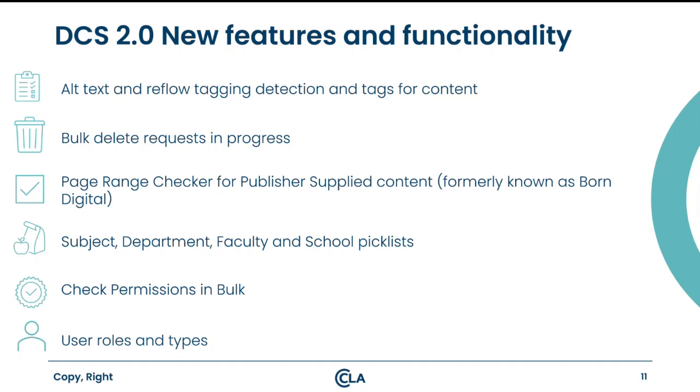And if you're not sure whether the content has either of these tags, the DCS will scan it and detect it for you. So publisher supplied content, which is formerly Born Digital, which I will come to in just a moment, will have all of these tags applied automatically. So we hope that this adds another layer of visibility to the accessibility standards of the content within the DCS repository.